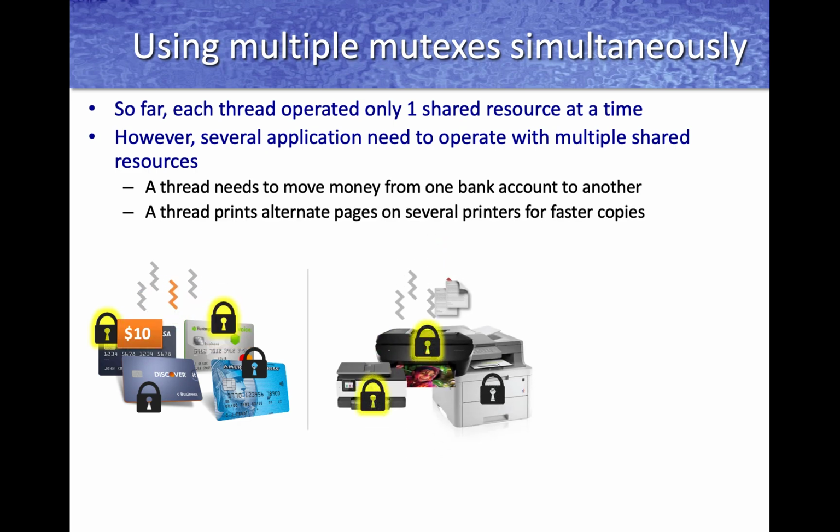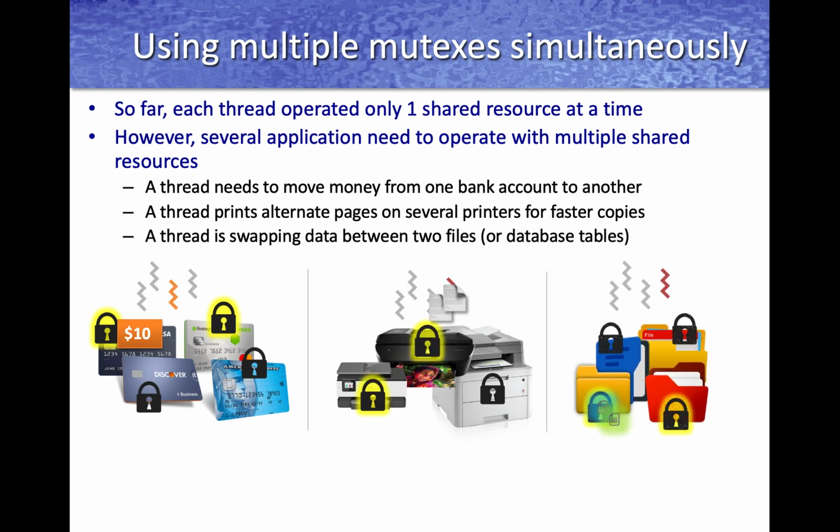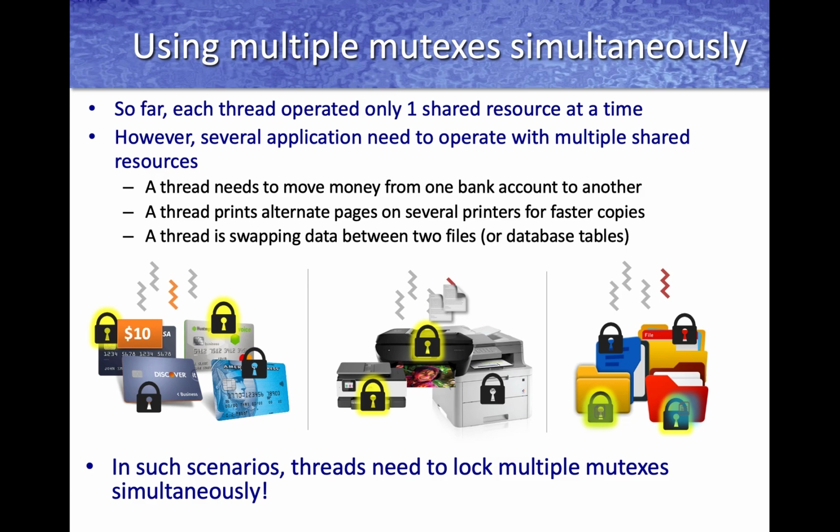Or another situation could be that threads might want to simultaneously print on two printers to make fast copies. So here a single thread may want to simultaneously lock two printers. The key here is simultaneously. Both are being locked simultaneously. Or you could have a situation where threads may want to swap or move data between two files or database tables. Again, in this situation, you're simultaneously working on two files, swapping information. So threads have to lock two files simultaneously. So the keyword here is simultaneously locking. So in such scenarios, threads will need to lock multiple mutexes simultaneously.